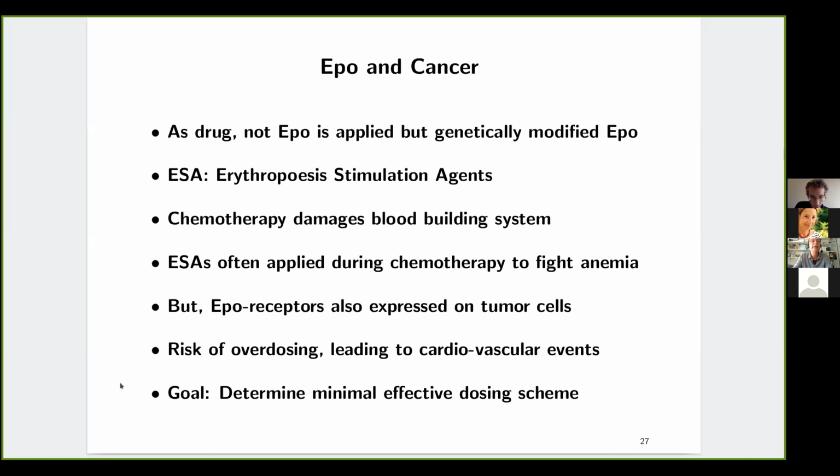And on the other side, there's a risk of overdosing that leads to cardiovascular events. If you get too much EPO, you produce too many red blood cells, and so to speak, your blood gets thick, and this can then lead to these thrombovascular effects. So the idea now is that we want to determine a minimal but effective dosing scheme in order not to trigger the effect I show you on the next slide and not to trigger these adverse effects.